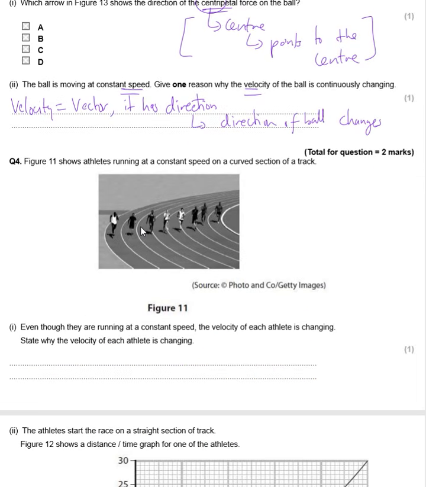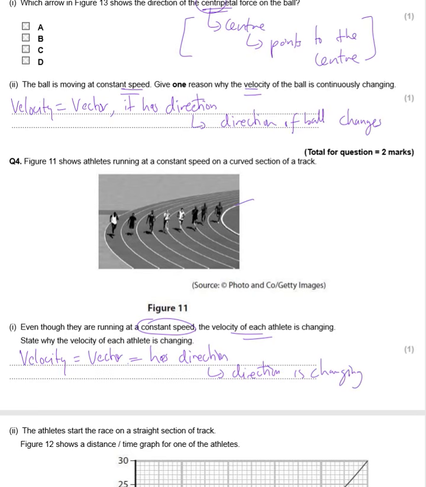Now here, it's similar. We have constant speed. Why is the velocity changing? Again, it's the same answer, same question. They're giving you 3 marks. So velocity equals vector, equals has direction. So what we have is the direction is changing.